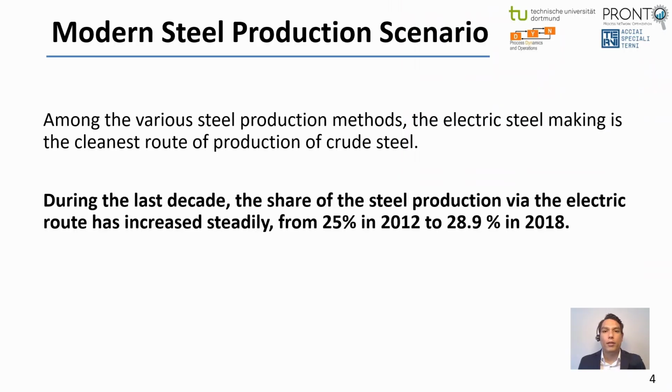Let us talk now a little bit about the modern steel production scenario. So there are various steel production methods, and among all of these, the electric steelmaking is the cleanest route of producing crude steel. Because of this fact, during the last decade, the share of steel production via the electric route has increased steadily, from 25% approximately in 2012 to almost 29% in 2018.